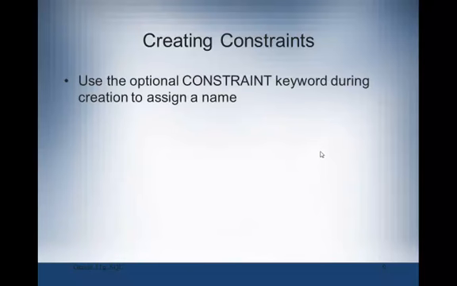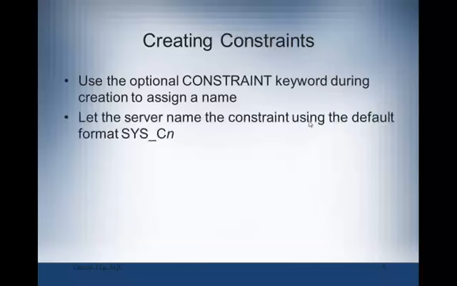Okay, creating constraints. You use the optional constraint keyword during table creation to assign a name. So during the create table statement, you can add the optional constraint keyword to create the constraints. By the way, the constraints are database objects. We talked earlier about the tables being database objects. Constraints are also database objects.